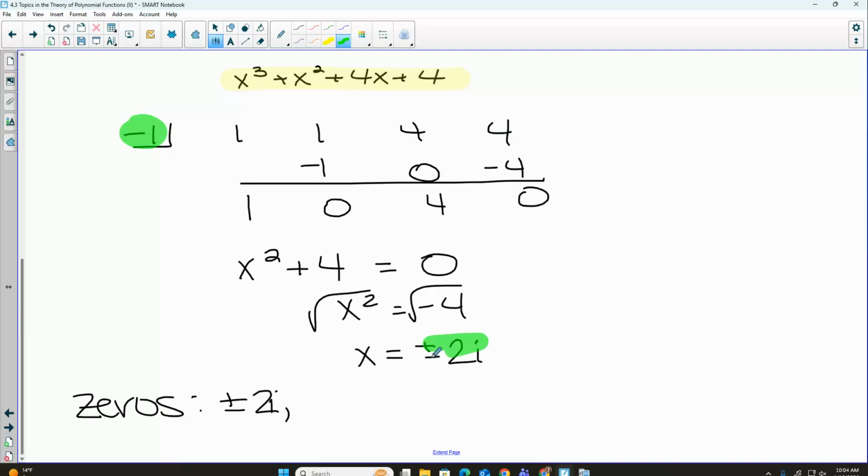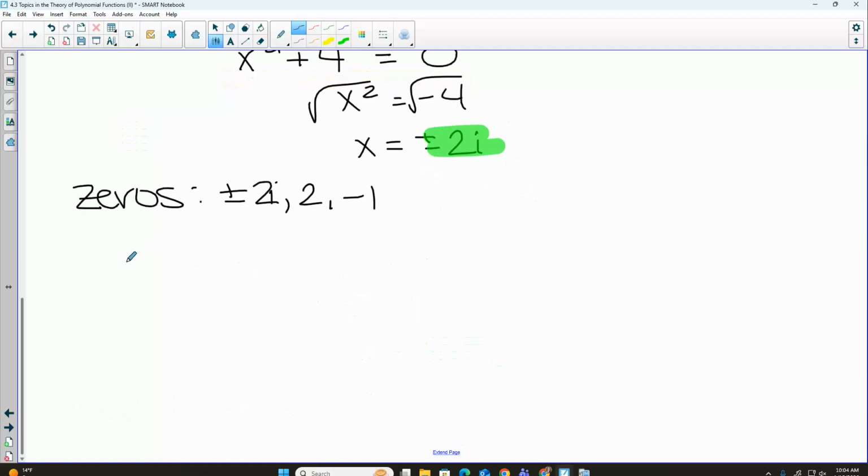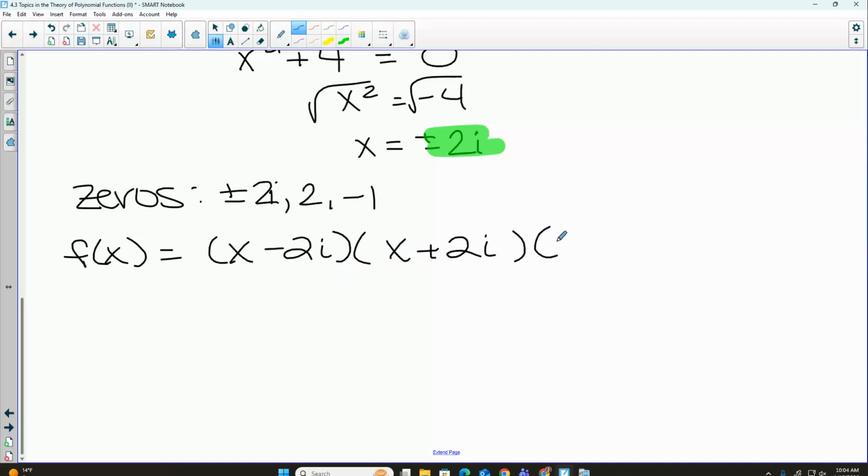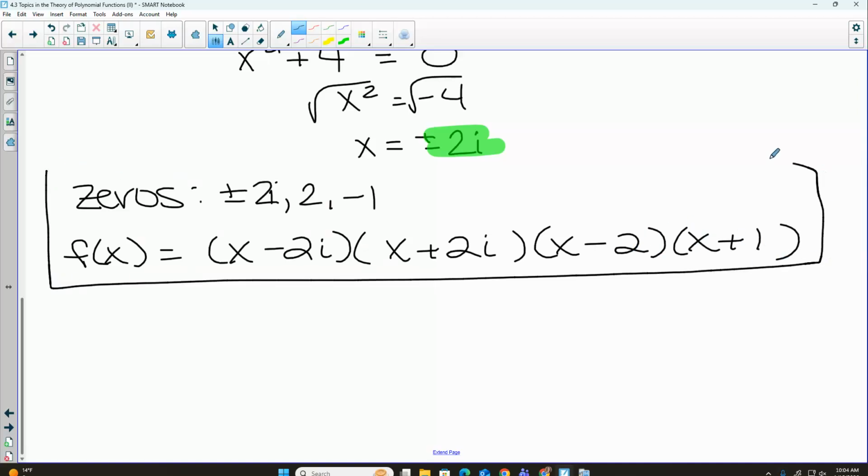Two and the -1. It was an x to the 4th, so we get 4 zeros. Plus and minus 2i, 2 and -1. The factored form would have an x minus 2i, x plus 2i, x minus 2, and x plus 1. Questions on that one?